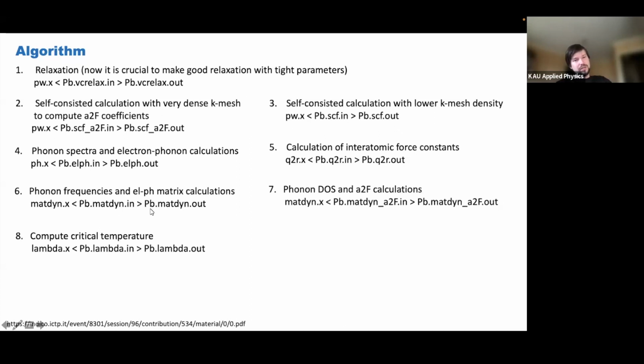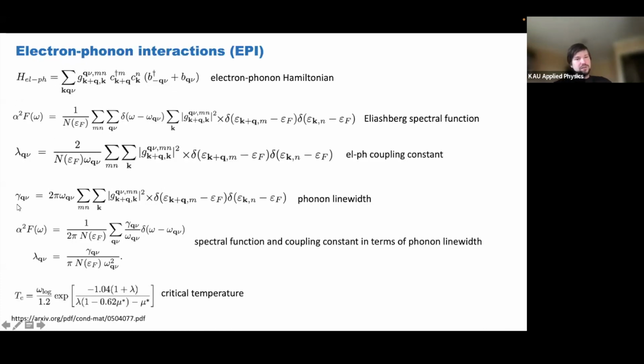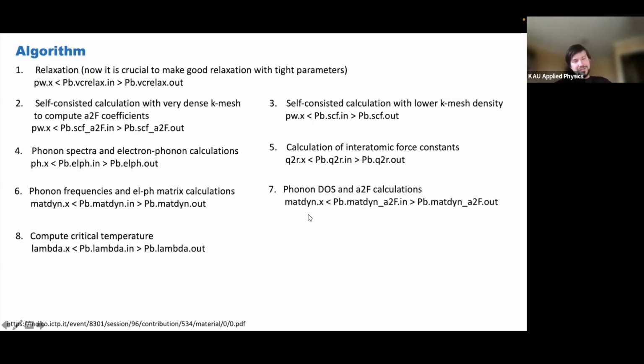So we have to calculate the dynamical matrix for phonon frequencies, and also we have to calculate this phonon line width. This thing, the phonon line width, we will get from this step. Then we are going to calculate the phonon DOS and this spectral function.